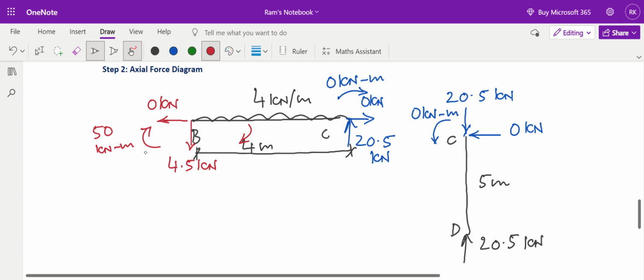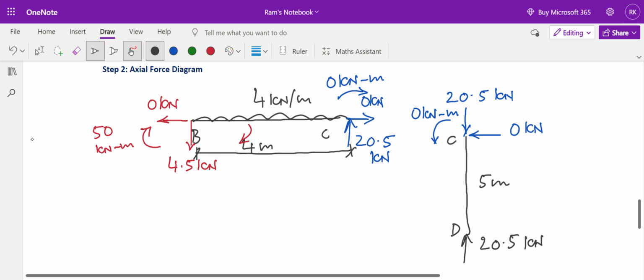So if I add 50 kilonewton meter clockwise, in that case 82 anti-clockwise, and this 50 plus this 4 into 4 into 2, 32, that is 50 plus 32, 82 kilonewton meter clockwise. Anti-clockwise 82, clockwise 82. This structure is balanced. This member BC is balanced.